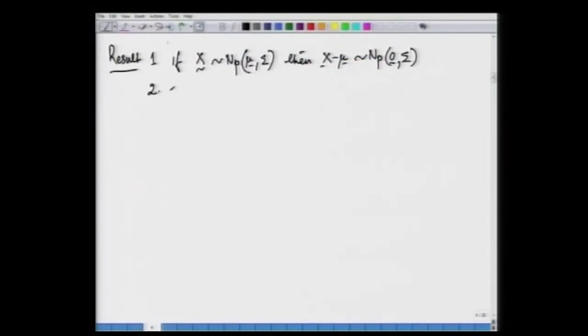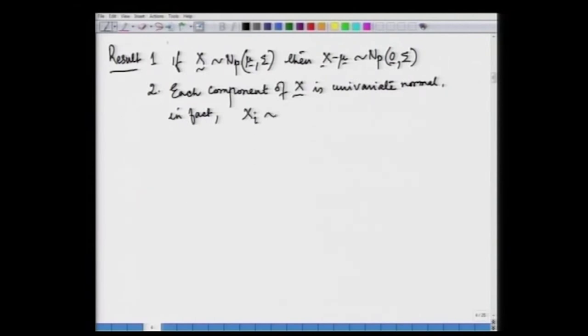So, then this we have, and the next result that we are going to state is each component of x, this vector, is in fact univariate normal. In fact, I can say that x i is going to follow univariate normal with mean mu i and variance sigma i i, where of course mu i is nothing but the ith element of the mean vector mu, and sigma i i is the ith diagonal element of sigma.